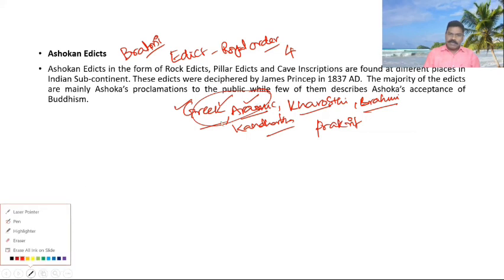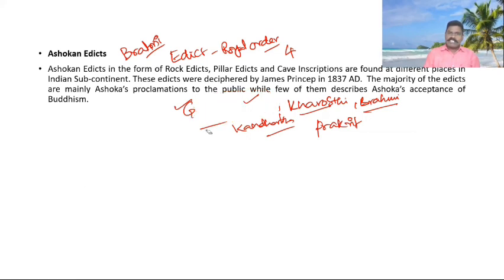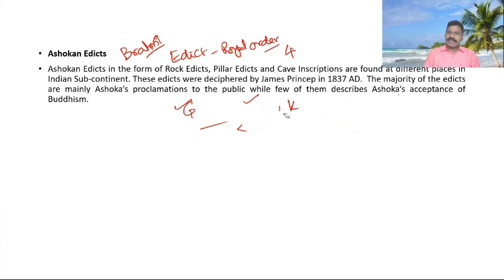The Brahmi script was deciphered by James Prinsep in 1837. Decipher means reading the ancient inscriptions. James Prinsep deciphered those inscriptions in 1837. The majority of the Ashoka edicts are Ashoka's proclamations, that means his declarations to the people, whatever he ordered the people to follow, also about Buddhism.